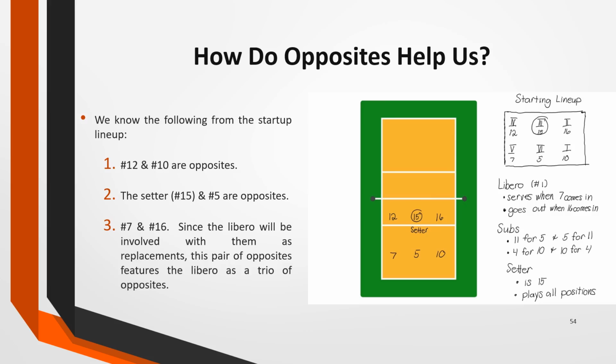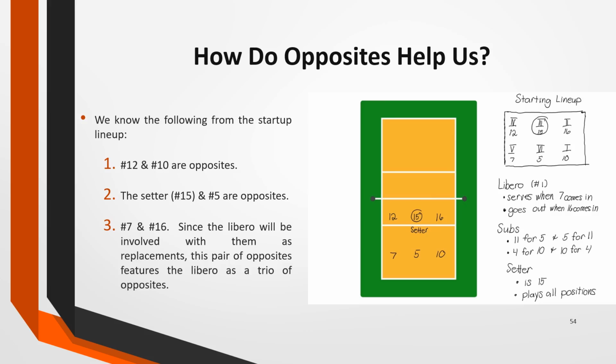I'm definitely keeping track of my setter throughout the set and the match. So I should know where my setter is at all times. So I know that the opposites for my setter are going to be 5 and 11. 5 and 11 are subbing for each other. And we remember that 5 is only playing the back row, 11 is only playing the front row.